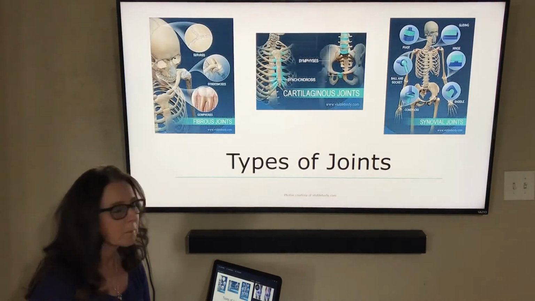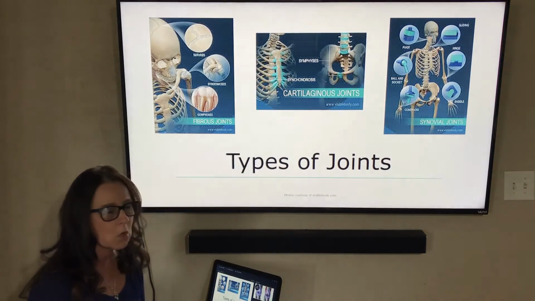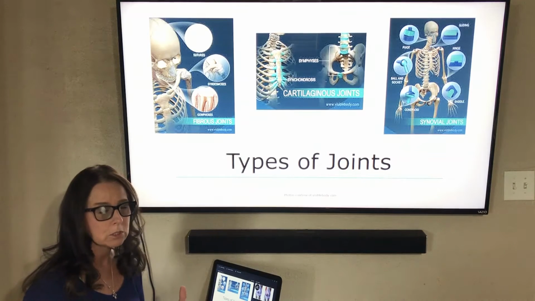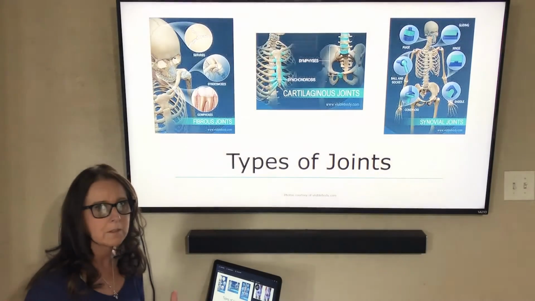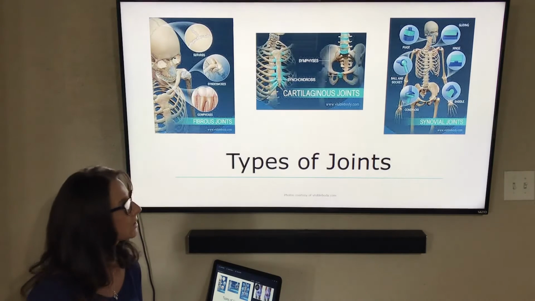To start off, we're going to talk about the types of joints in our body. There's the fibrous joints, which are non-movable. These are like the sutures in the cranium. There's cartilaginous joints. They're somewhat movable. Those would be like where the ribs attach to the sternum. And then there's the synovial joints. These are our highly movable joints. And those are the joints that are typically affected by osteoarthritis, or OA.